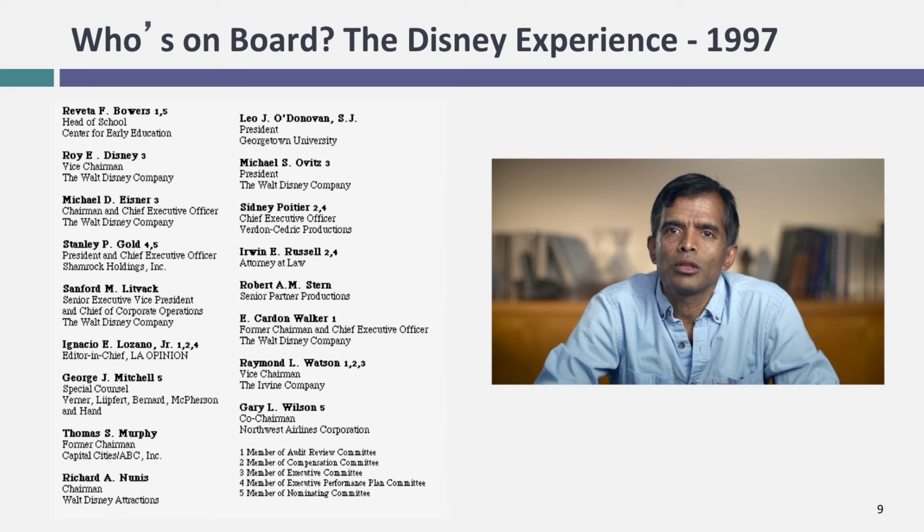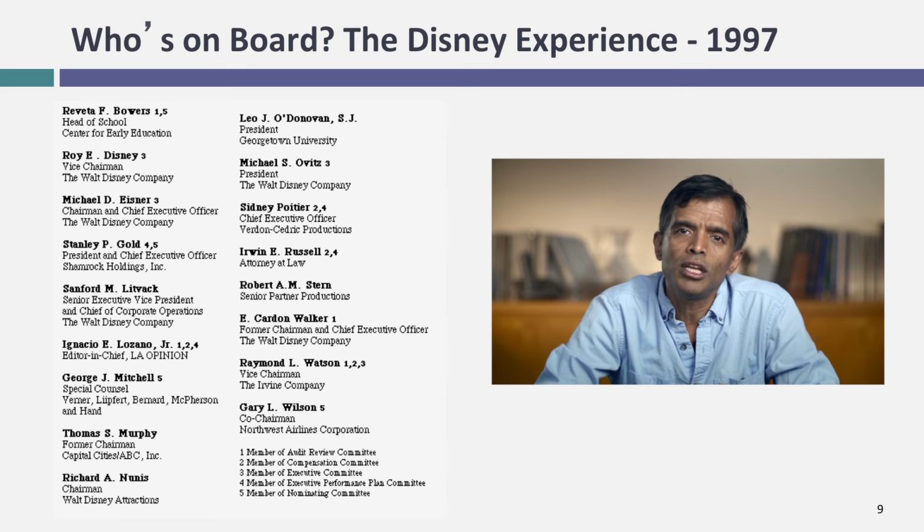Here, in my view, is one of the worst corporate boards created, and it's Disney's board in 1997. Let me explain why I think this is such a bad board. First, there are 17 members on the board. That's way too many for a board. In fact, studies show that once you get past about 9 or 10 members, it becomes counterproductive. That's just too many people to make a decision.